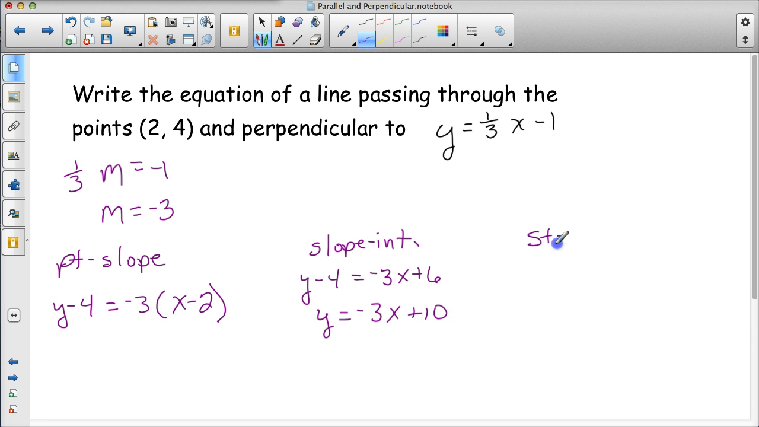And if I wanted it in standard form, I'm going to add 3x to both sides of the equal sign. 3x plus y equals 10. Now I have standard form, slope-intercept form, and point-slope form of the same equation. So all three of these equations are equivalent to each other. They all will be perpendicular to the same line, so they will be perpendicular to the line y equals 1/3 x minus 1, and they will go through the point (2, 4).